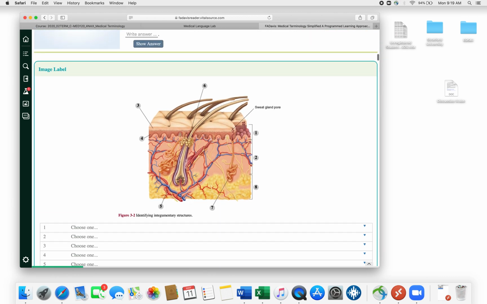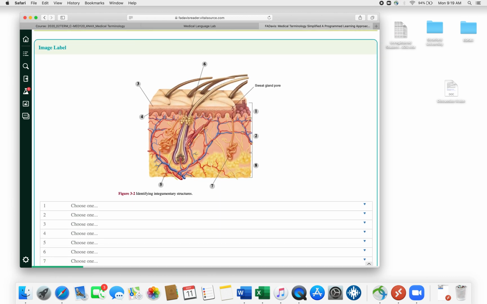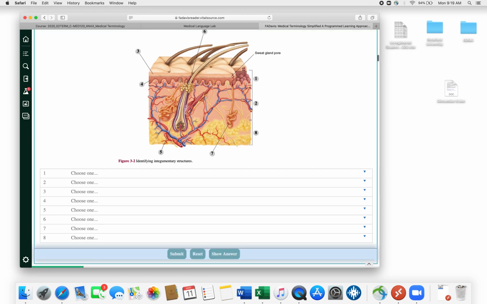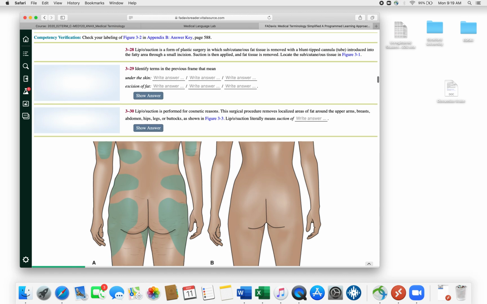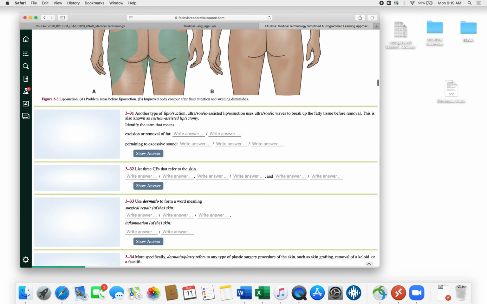Okay. Here, utilize your textbook for future reference. They have these nice little games you could play here, and also online has similar games that you can do regarding anatomy and physiology.